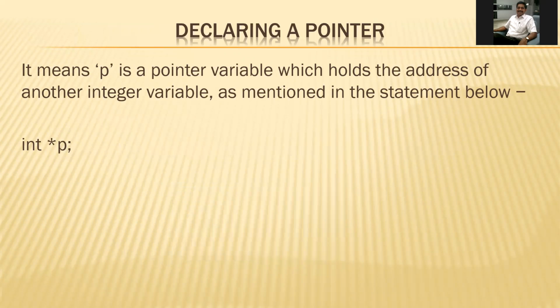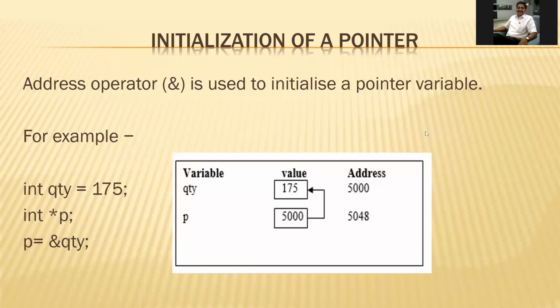Now, how can we declare a pointer? It means that P is a pointer variable which holds the address of another integer variable, as mentioned in the statement below. For example, you can see here integer star p, this p is a pointer variable. This will hold the address of another integer variable. Why integer variable? Because we have declared this p as an integer. Okay, now let us see next how we can initialize a pointer.